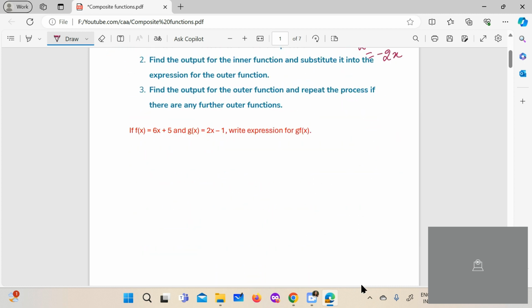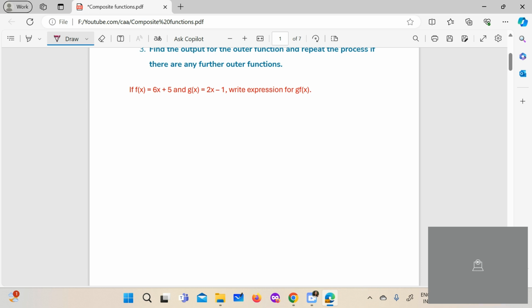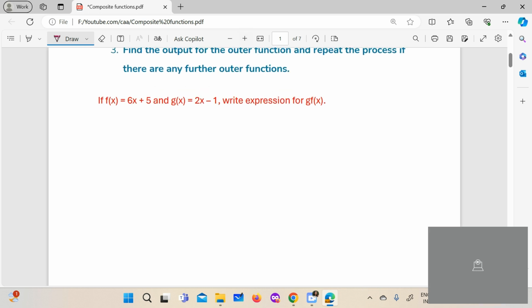Now let's see one example of how to solve this. Your question is, if f of x equals 6x plus 5 and g of x equals 2x minus 1, write the expression for g of f of x. So here this is your first function and this is your second function. First we will see what is f of x, and f of x is 6x plus 5. Write it, f of x is 6x plus 5.